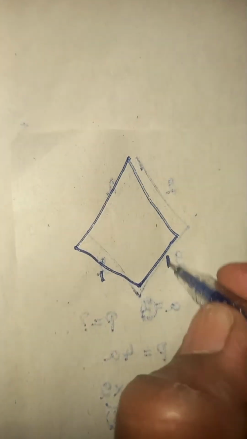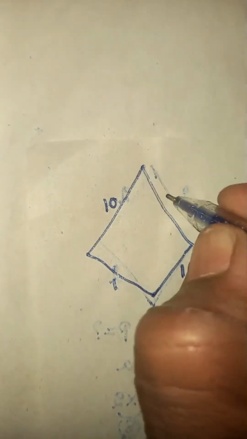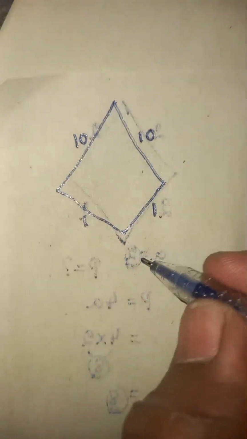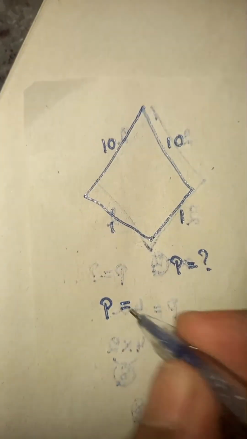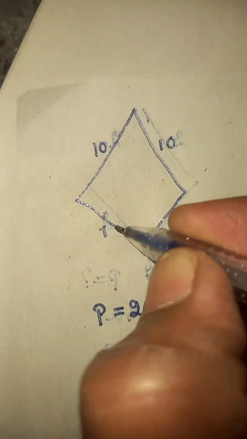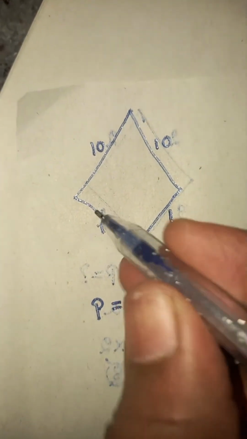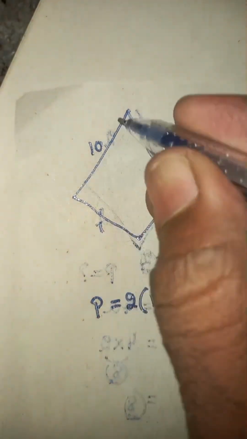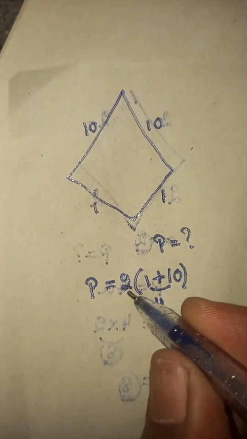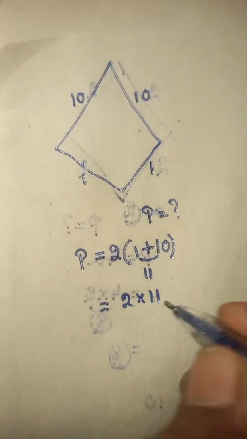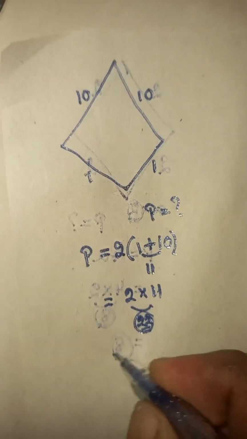Let's take another kite, and in this kite they have given below sides as 1 unit and above sides as 10 units. Here also you need to find out what's the perimeter of the kite, and here you can find it out. Perimeter of the kite is 2 times of sum of below and above side. Below side is 1 unit, and above side is 10 units. And you're going to get here 1 plus 10 is 11, and 2 times of 11 becomes 22. This kite's perimeter is 22 units.